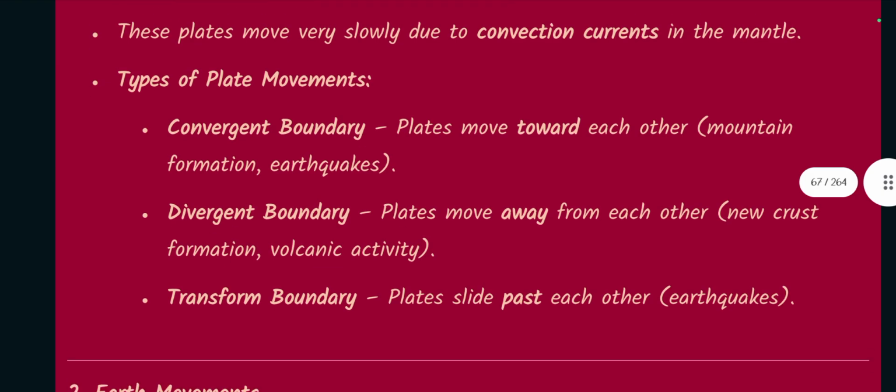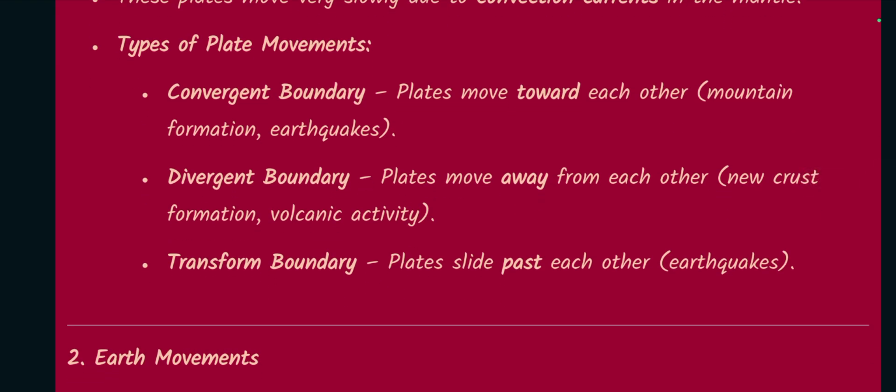Types of plate movements. Convergent boundary: plates move toward each other, meaning mountain formation and earthquakes. Divergent boundary: plates move away from each other, with new crust formation and volcanic activity. Transform boundary: plates slide past each other, causing earthquakes.